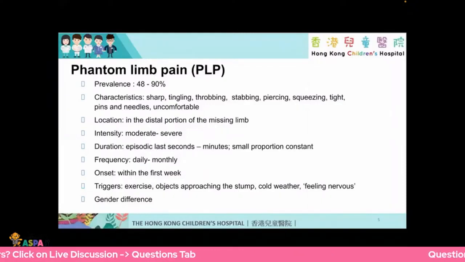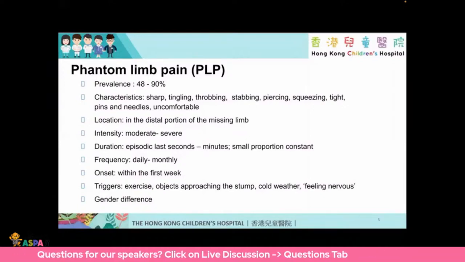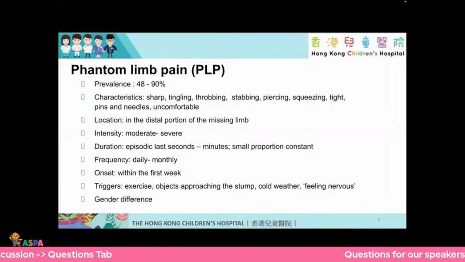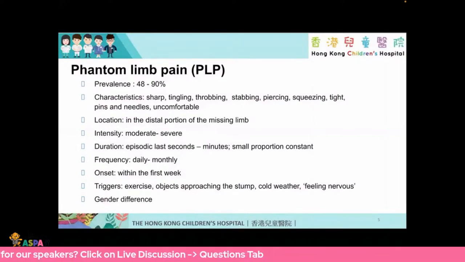Unfortunately, this pain is usually moderate to severe, and there is an observable gender difference. Boys are observed to have more physical triggers, for example, bumping or injuring of the amputated stump may cause the pain, while for girls, there are more psychosocial triggers, such as meeting new people, taking a test, or feeling stressed.